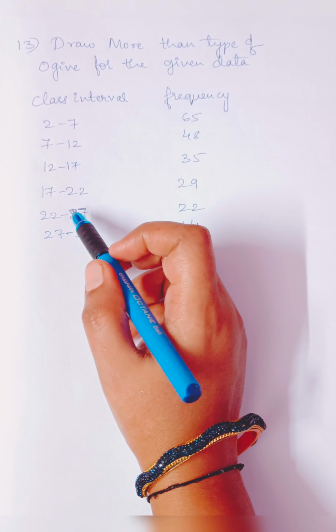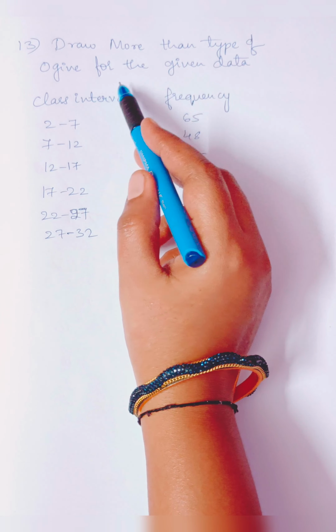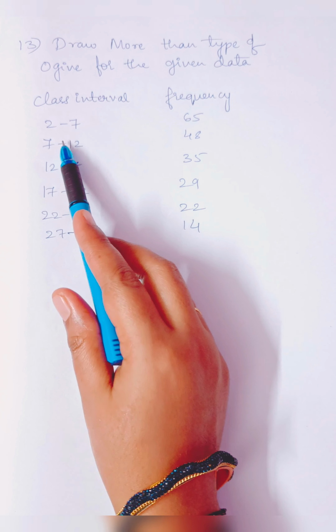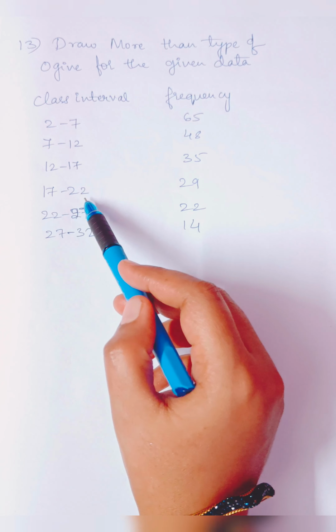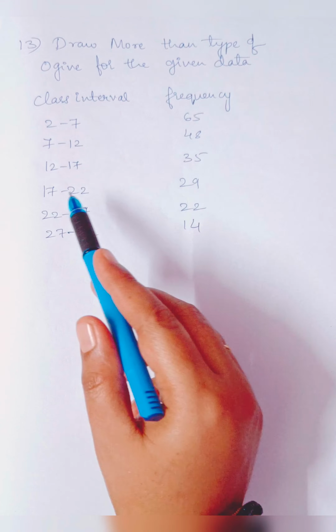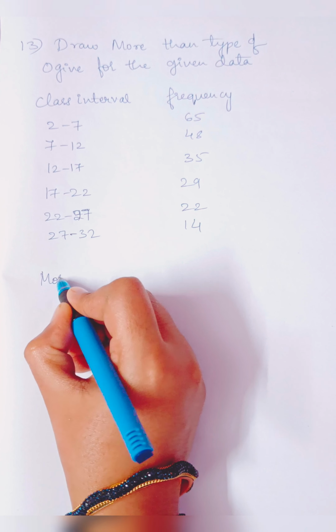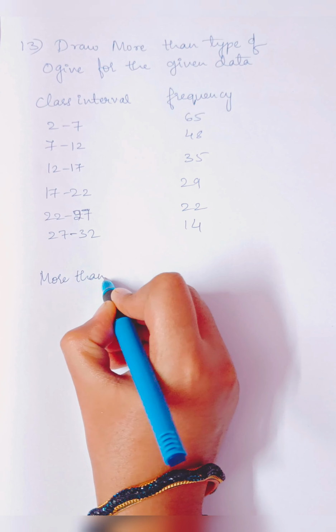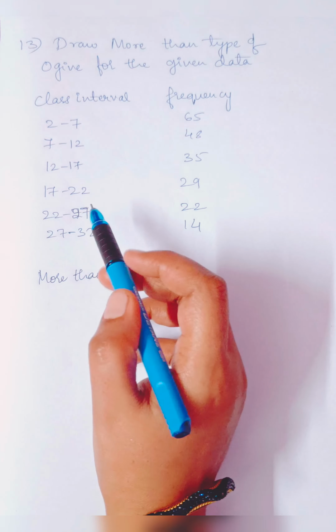Now the next question is question number 13. Draw the more than type ogive for the given data. So class interval is given, frequency is given. 2 to 7, 7 to 12, 12 to 17, 17 to 22, and so on is the class interval given, and frequency. So more than type, how we need to find? So we have to write more than. Okay, and we should find the cumulative frequency for this.